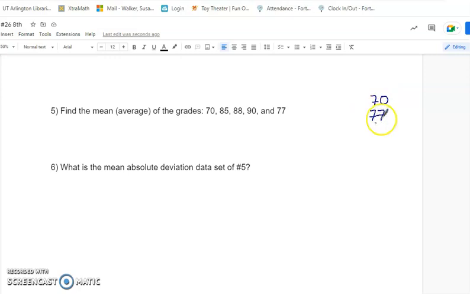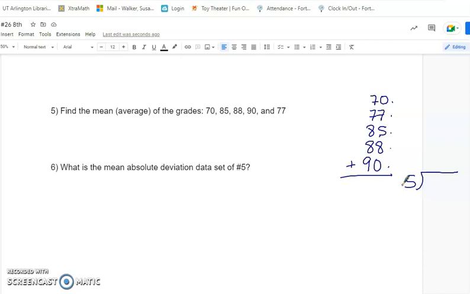But remember, mean, we are going to add all the numbers. Add all of those, and then we divide by 1, 2, 3, 4, 5. Okay? So your job is to do that. You should get a whole number.